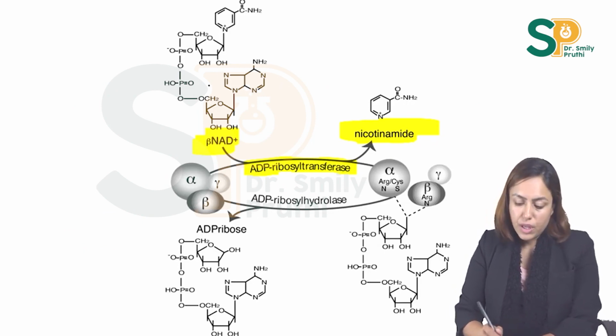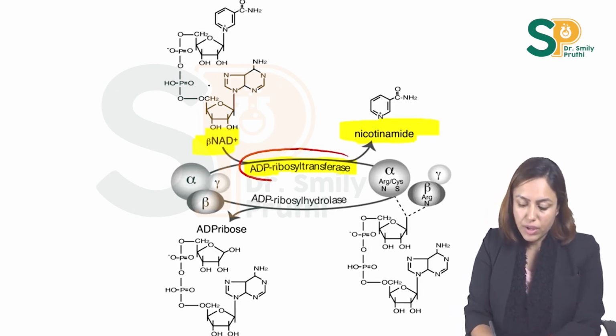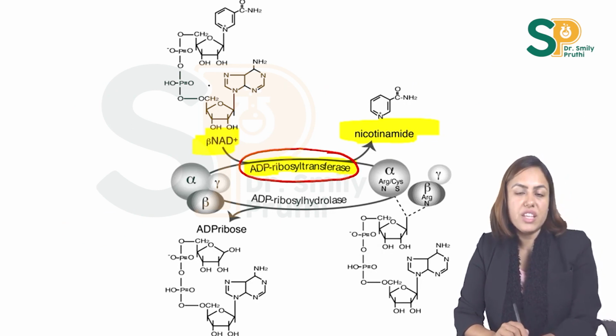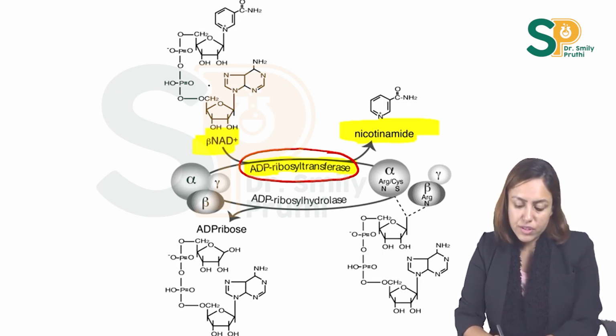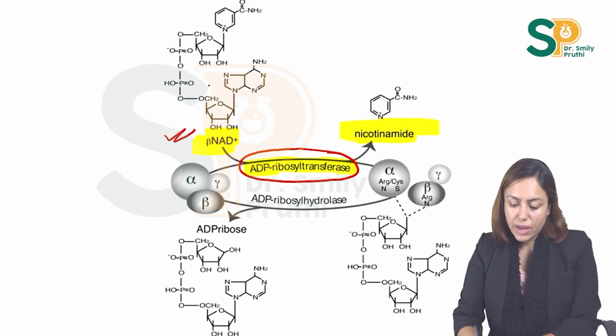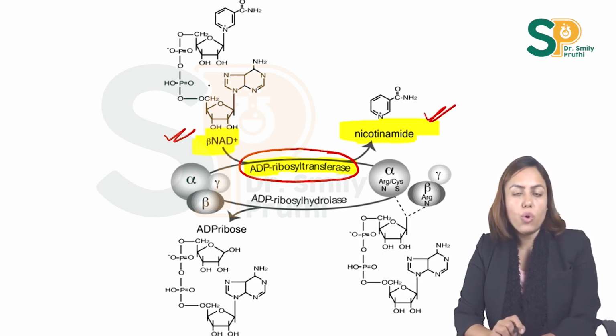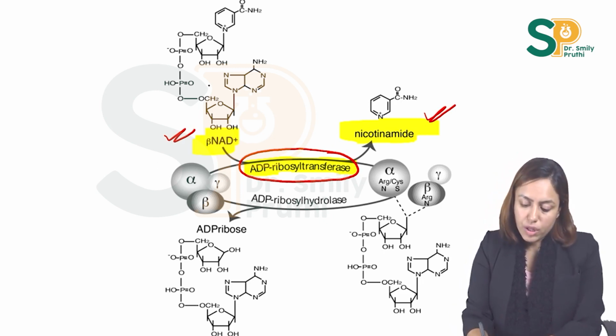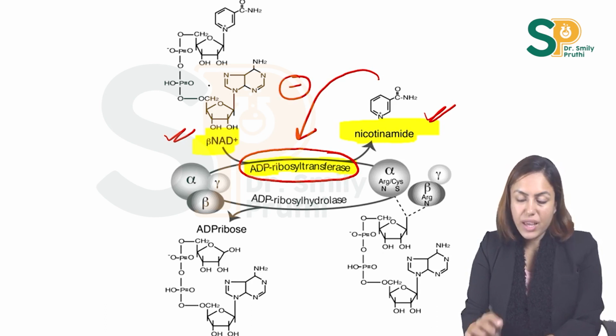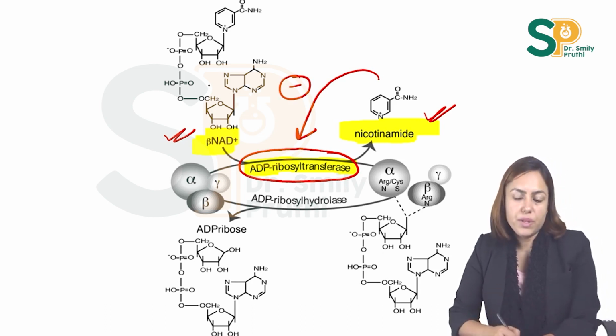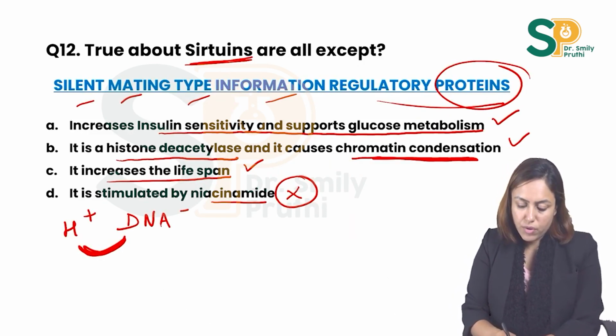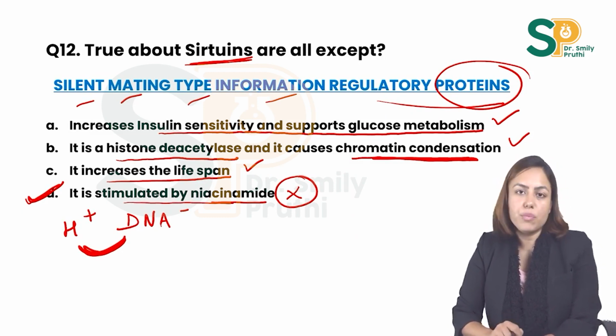Look here. These sirtuins also have ADP ribosyl transferase enzymatic activity. For this enzyme, the substrate is NAD and the product is nicotinamide or niacinamide. Nicotinamide or niacinamide is one and the same thing. Now, any product will inhibit the enzyme, so nicotinamide will inhibit it, right? So this was our answer, option D. It is stimulated by niacinamide? No, it is inhibited, right?